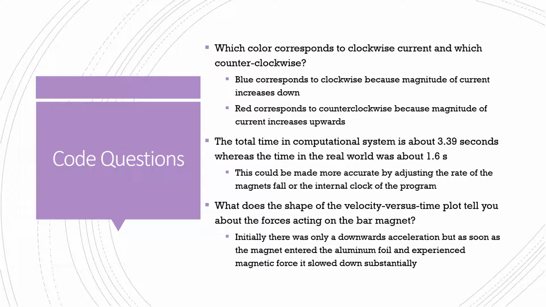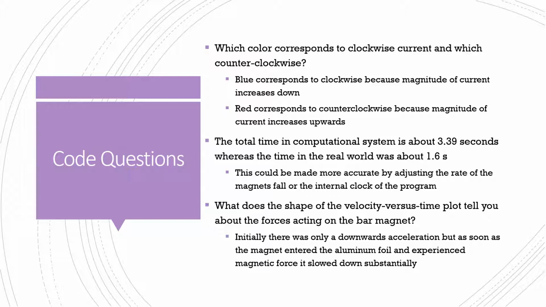In this code representation, using the right-hand rule, you can find that the blue color corresponds to a clockwise current because the magnitude of the current increases down. Alternatively, the red color rings correspond to a counterclockwise current because the magnitude of the current increases upwards, shown by the intensity of the color.